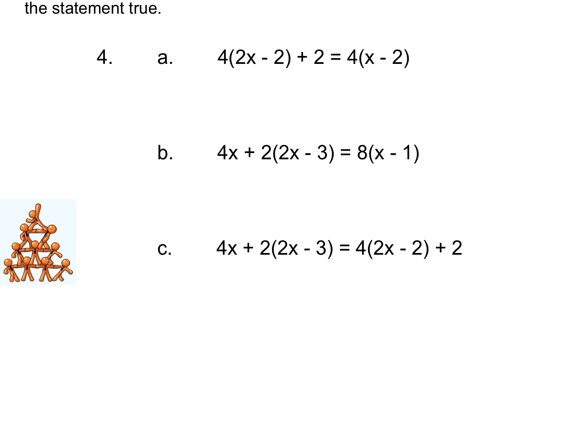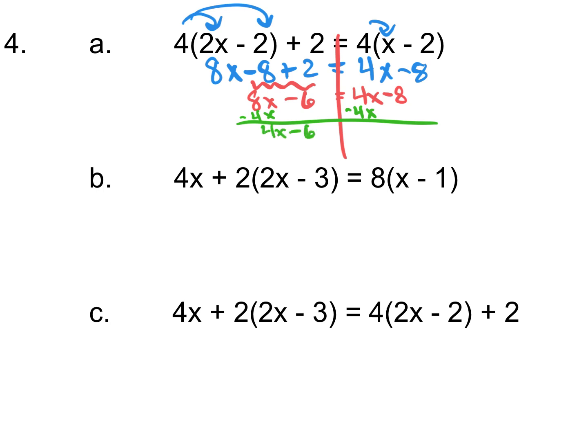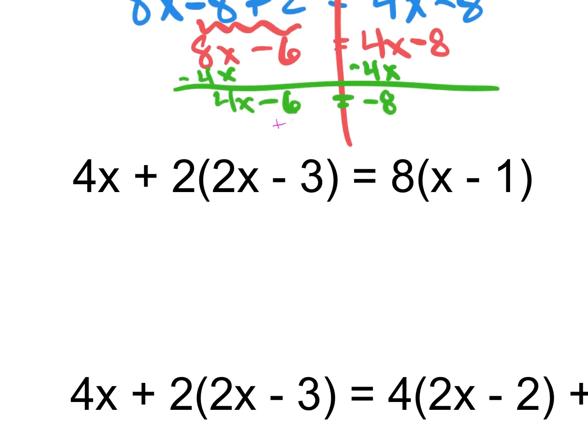All right, multiply in our 4. So we have 8x minus 8 plus 2 equals, multiply in our 4x minus 8. Let's combine like terms. Negative 8 plus 2 is negative 6. We need our line: 8x, 4x minus 8. I like to move my variables. You can move anybody you want, as long as you're doing the math correctly. We have 4x minus 6, negative 8. I need to add 6 to both sides.